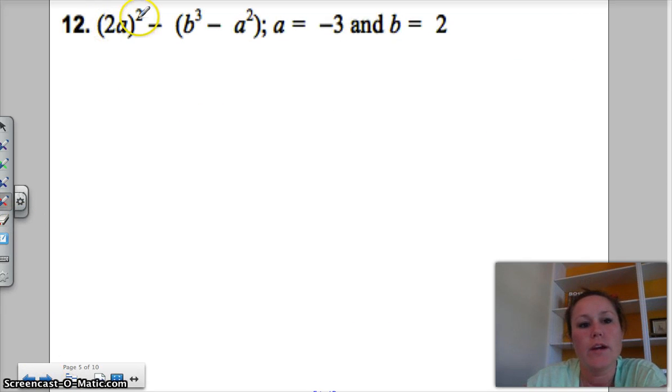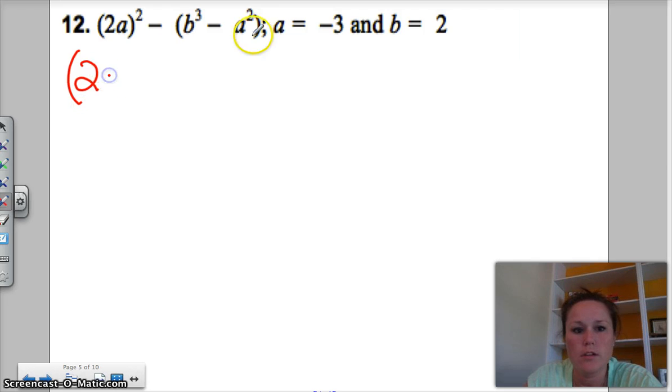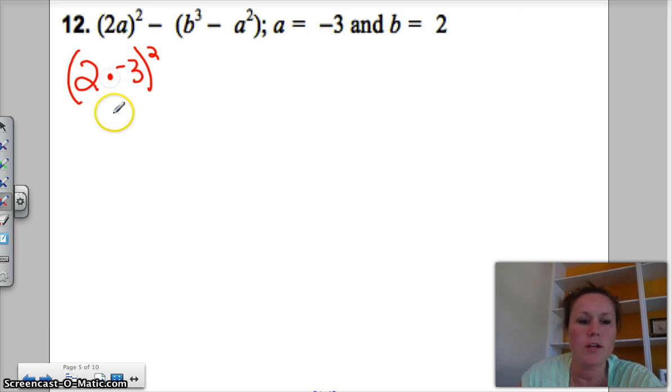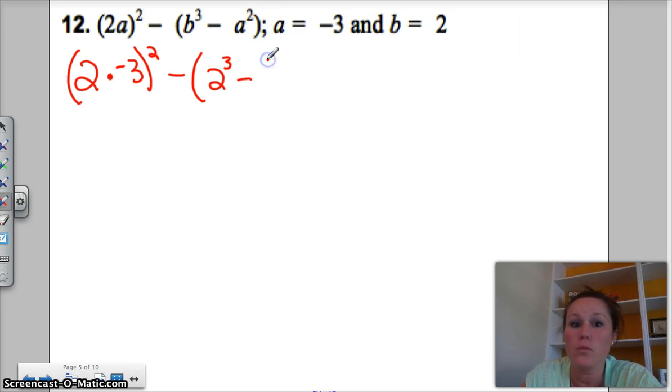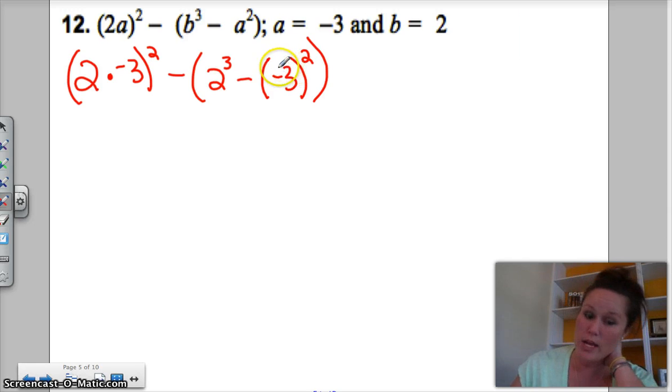All right, 2a squared. Notice how 2a is in parentheses. You got to keep it that way. So we're going to do 2 times a is negative 3 squared. Here, if you can't, maybe if you're looking on an iPad or something, you can't see that. All right, minus b is 2 to the third minus a squared. That's going to be, okay, watch out. Lots of parentheses coming at you. Negative 3 in parentheses, and that is squared. And then I got to close the whole big group out. Okay? I just did paren and paren. It's a big deal. Now let's focus on what's in there.